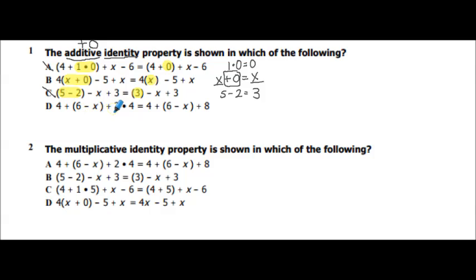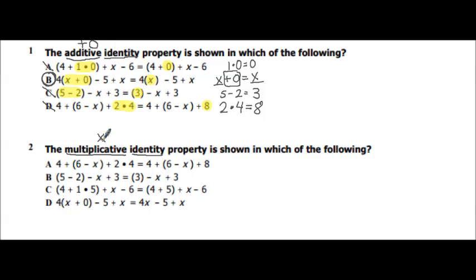In this example, we have 4 plus 6 minus x plus 2 times 4 equals 6. And we see that the 2 times 4 becomes 8 in that next example. So we have 2 times 4 is 8, but all those identities changed, and that's not really showing us anything other than arithmetic. So B is the correct answer, because we're adding 0 and not changing the identity.